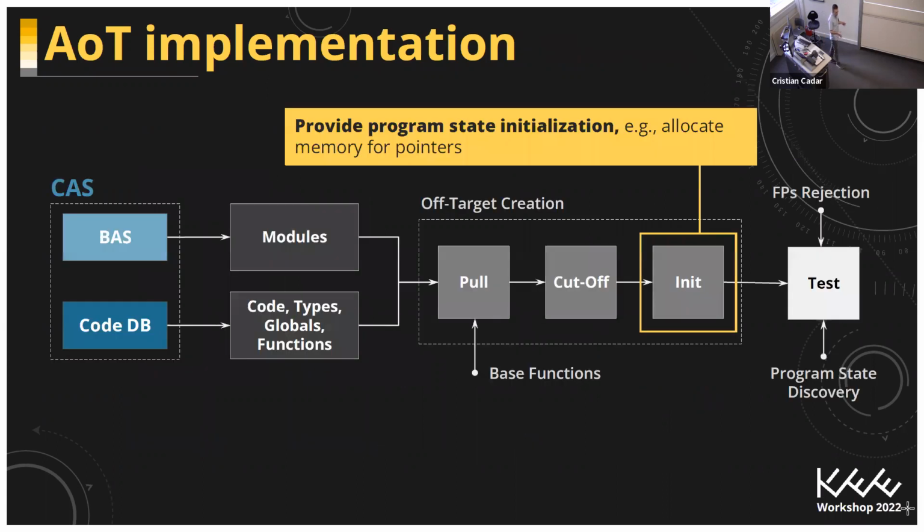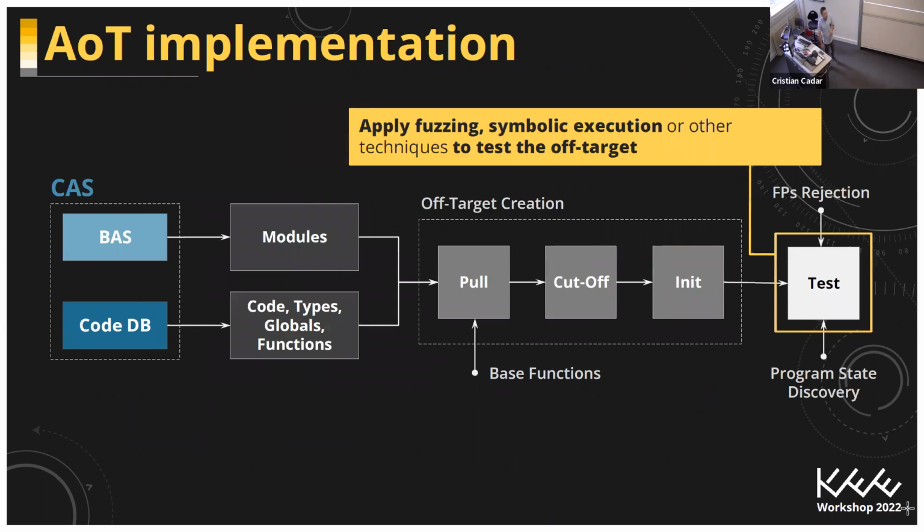Now, once we have the list of functions we want to include or stub, we also pull the required types and globals to resolve dependencies and generate initialization code, such as initializing pointers. And finally, you can run testing, analysis, and symbolic execution of the generated code.